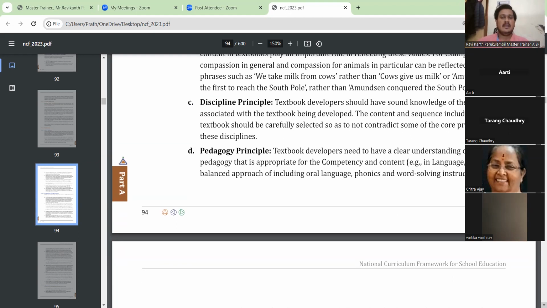Discipline means that particular curricular area. The content and sequence included in the textbook should be carefully selected so as to not contradict some of the core principles of these disciplines. Every subject has got its own discipline, its own specific subject matter. While we are developing the content, it shouldn't override that particular discipline.